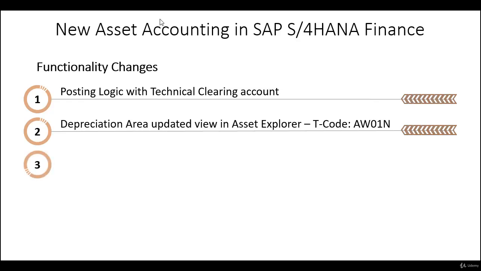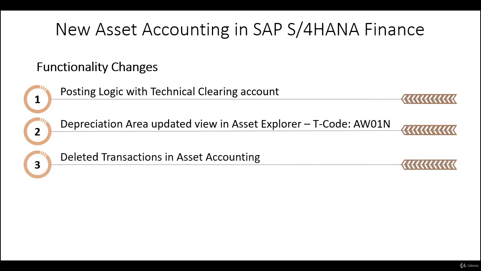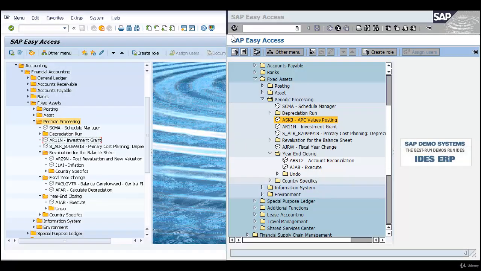There are some deleted transactions in asset accounting. Which are those transaction codes? I will show you in SAP S/4HANA and compare those transaction codes with SAP ECC. So on the right hand side, it is SAP ECC, and on the left hand side, it is SAP S/4HANA.